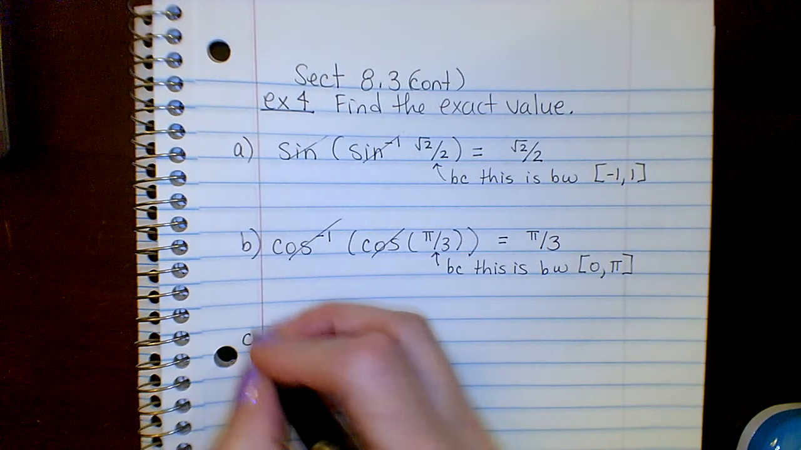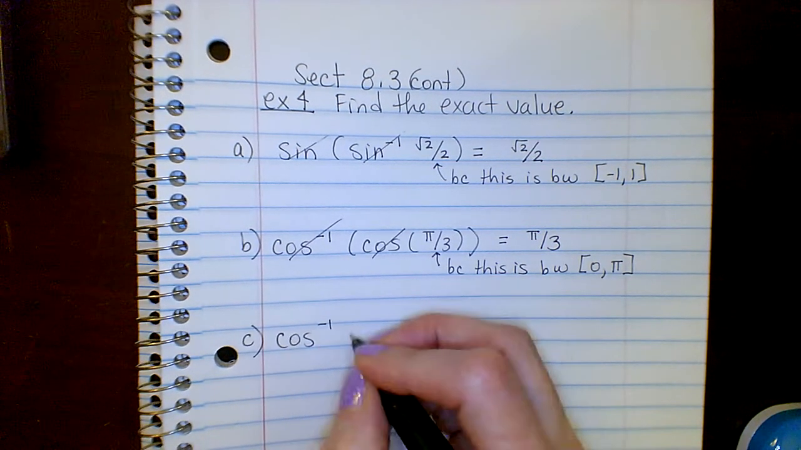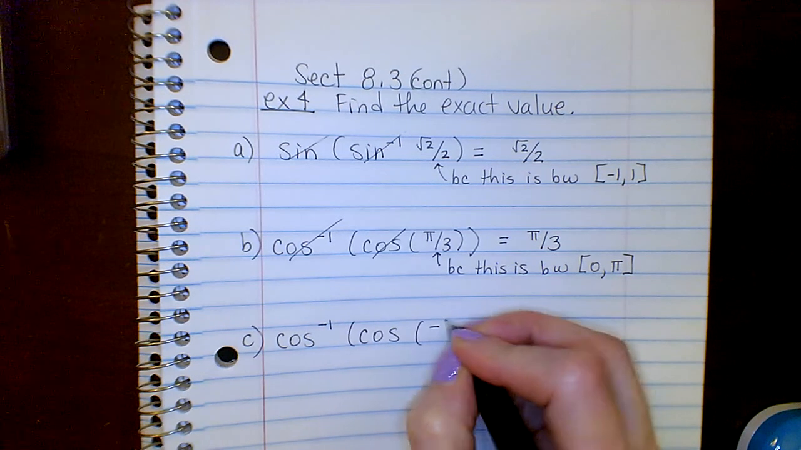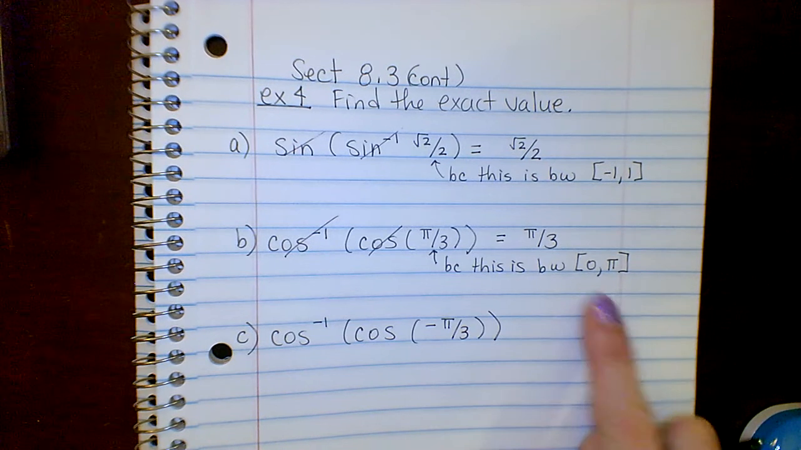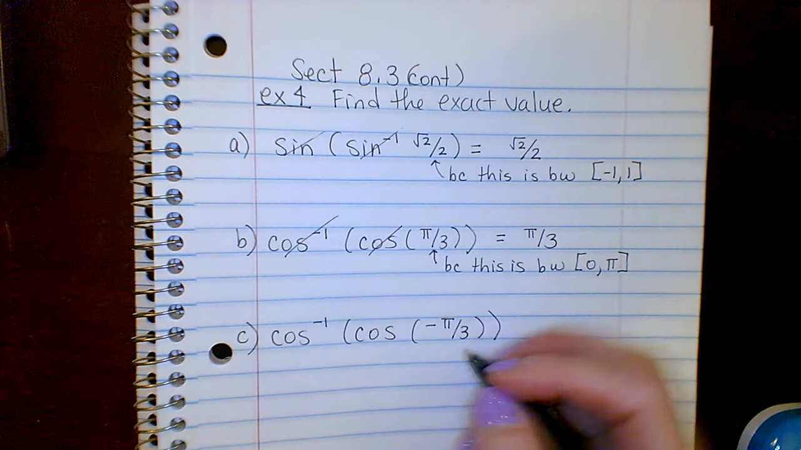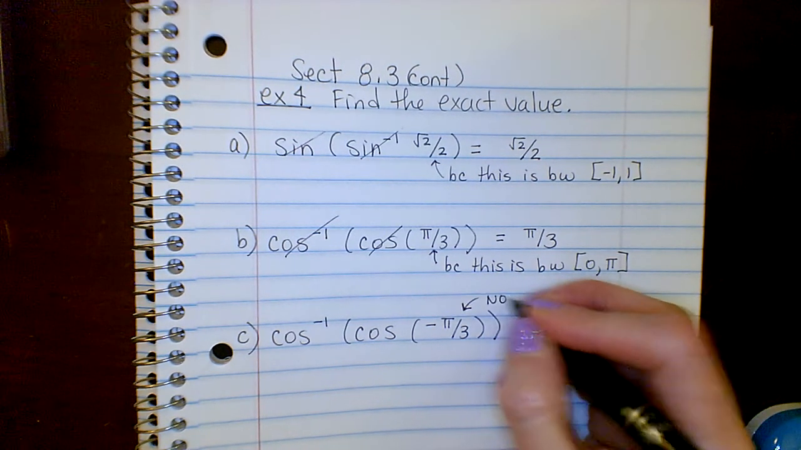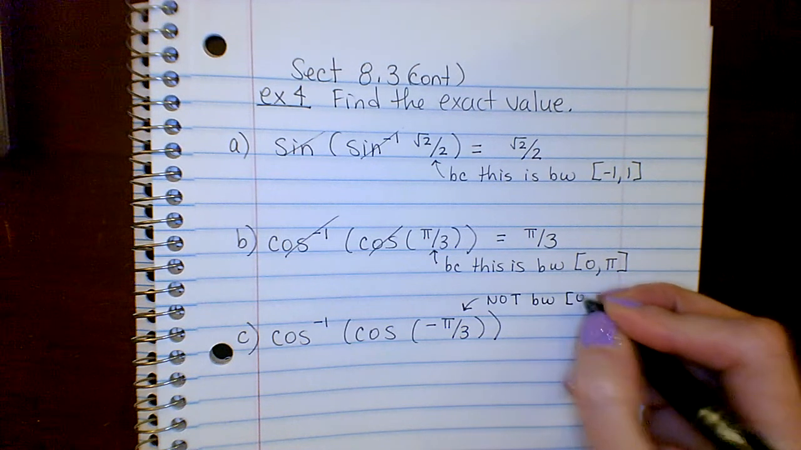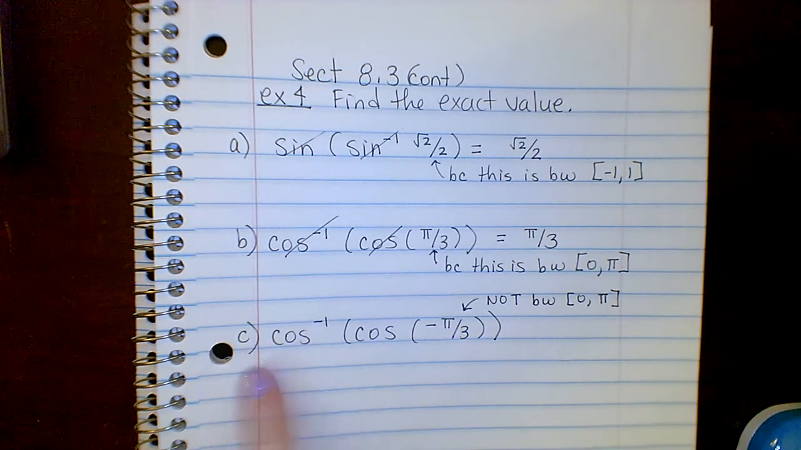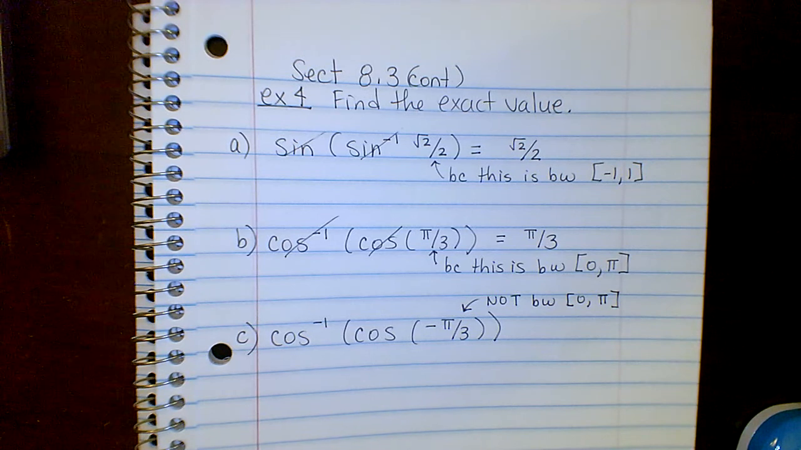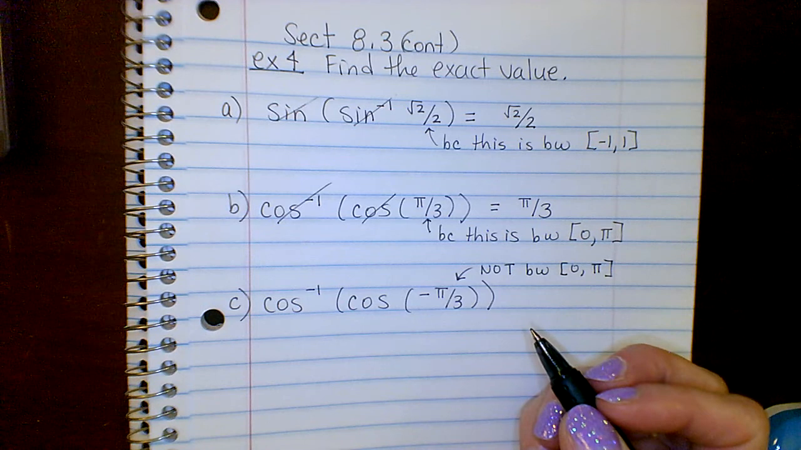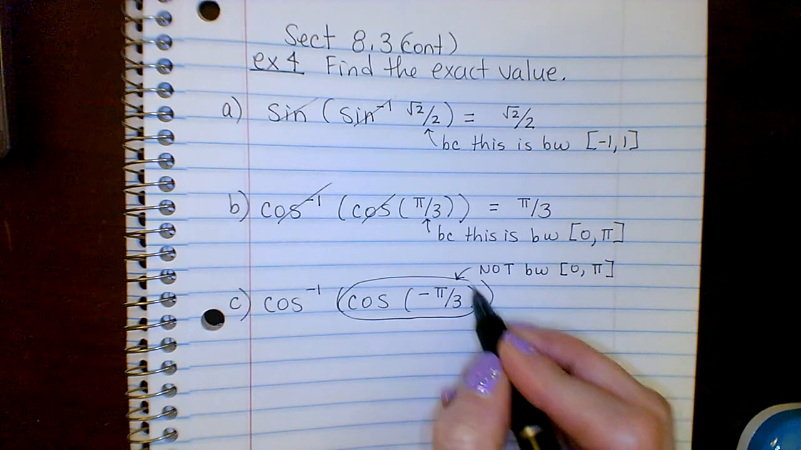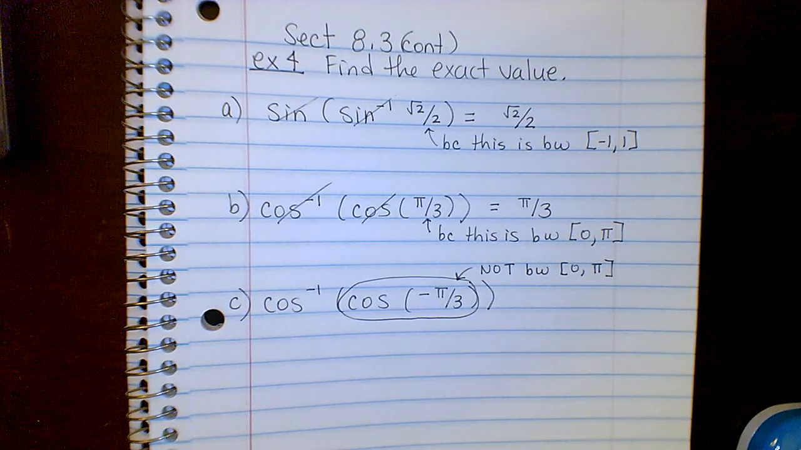Okay, so what happens when it's not? All right, well, what's the inverse cosine of the cosine of -pi over 3? This is not between 0 and pi. So that's not in that interval from 0 to pi. That means we cannot just zip -pi over 3 and we're done. No, no, no. So what do we have to do? We're going to start on the inside and work our way out. First of all, what's the cosine of -pi over 3? We're going to need to figure out what that is.